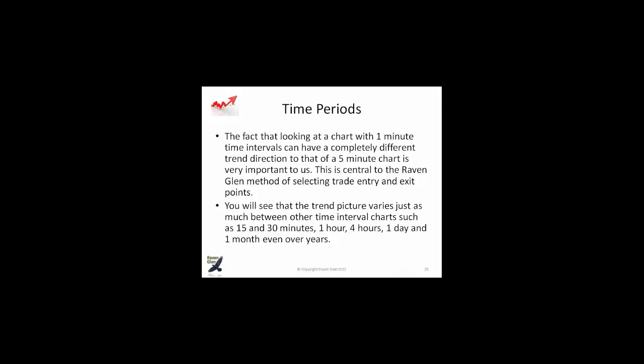The fact that looking at a chart with a 1 minute time interval can be completely different in terms of trend with that of a 5 minute chart is very important. It is central to the Raven-Glen method of selecting trade and entry and exit points. You will see that the trend picture varies just as much between other time intervals, such as the 15 minute and the 30 minute chart, or the 1 hour, the 4 hour, the 1 day, or the month, or even over years. Again, look at as many charts as possible and train your eye to pick out the different trends and notice the difference when viewed in different time periods.